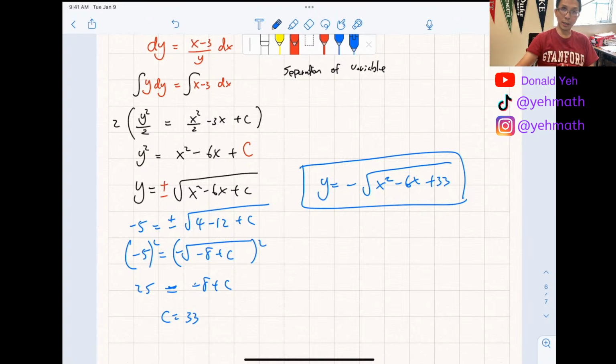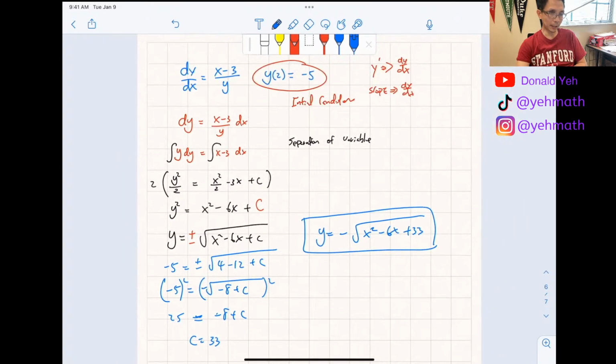So you're going to do the second question. Does everybody understand or no? Why do I choose the negative side? Because the output is negative. So you choose the negative side. Everybody got it?